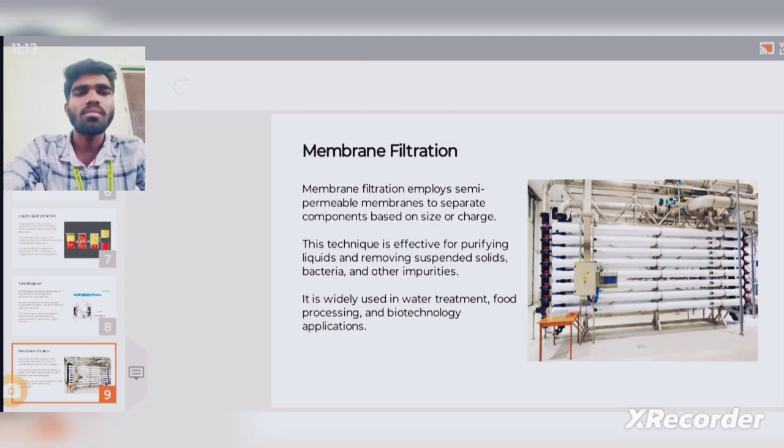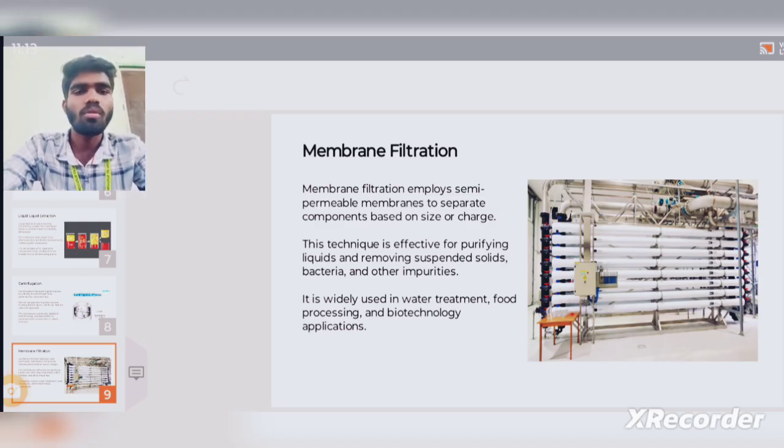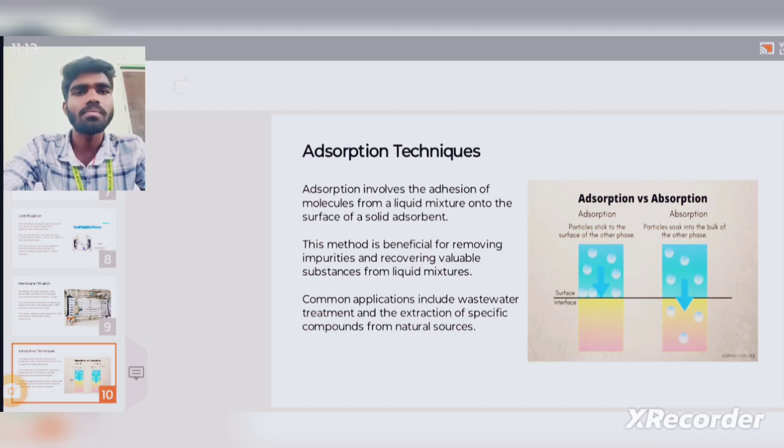Membrane filtration is also nowadays used in a wide range of applications. Membrane filtration employs semi-permeable membranes to separate components based on size or shape. This technique is effective for purifying liquids and removing suspended solids, bacteria and other impurities. It is widely used in water treatment, food processing and biotechnology applications. Now you can see in the figure how membrane filtration is used in the industry.